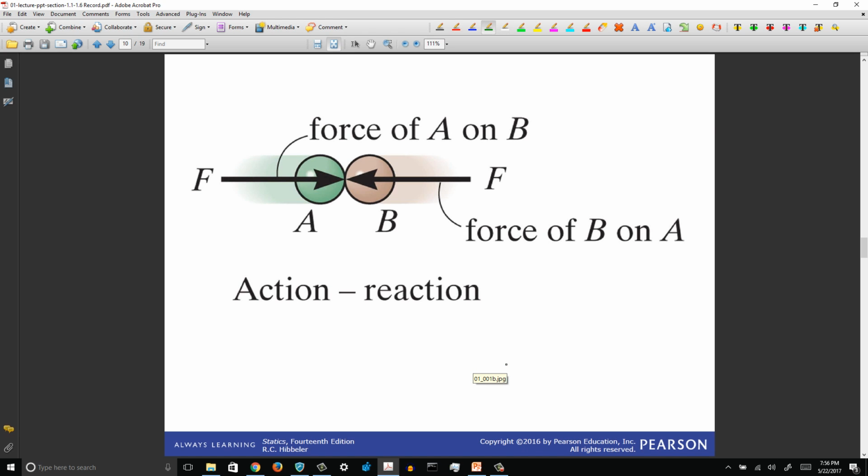And the third law: the mutual forces of action and reaction between two particles are equal, opposite, and collinear. Now collinear just means it happens along a line.